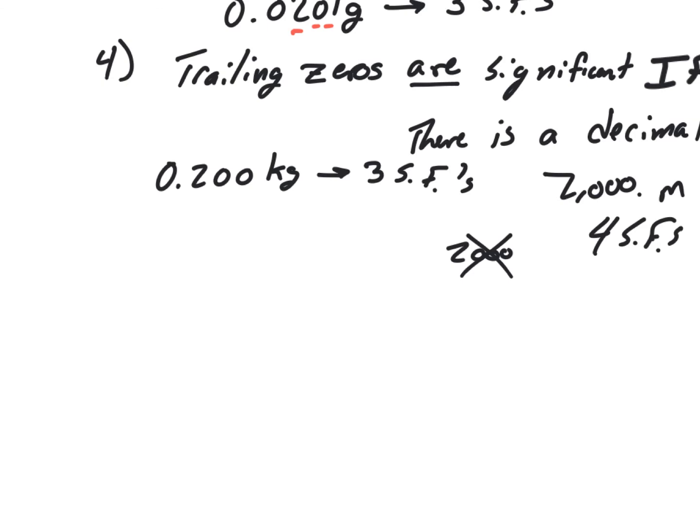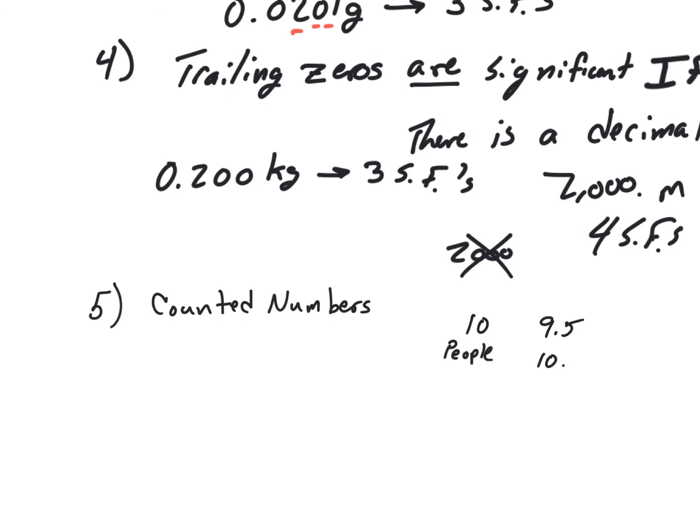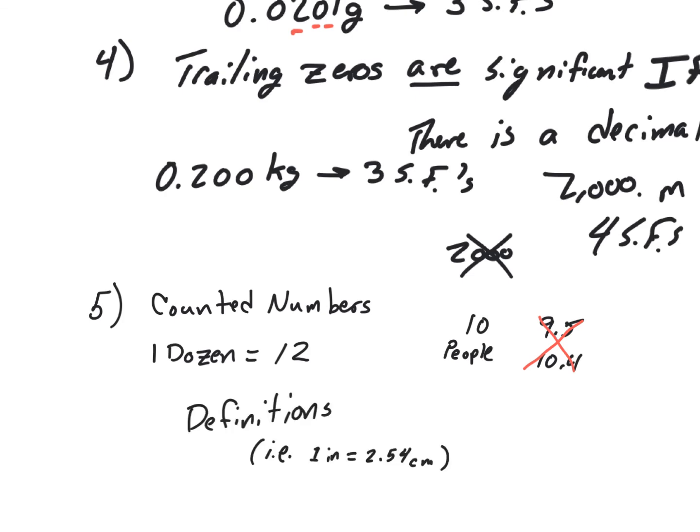Now there's one more rule to talk about, and it deals with numbers that we are far more certain about. If you count the number of people in a room, there's no uncertainty. We count 10 people. That's not to say that maybe there's 9.5 people, maybe there's 10.4. No, we are certain there are 10 people. The same can be said for definitions. 1 dozen is exactly 12. It's not 11.5 or 12.4. This means that definitions and counted numbers don't play a role when we do calculations, but more on that in a later video.